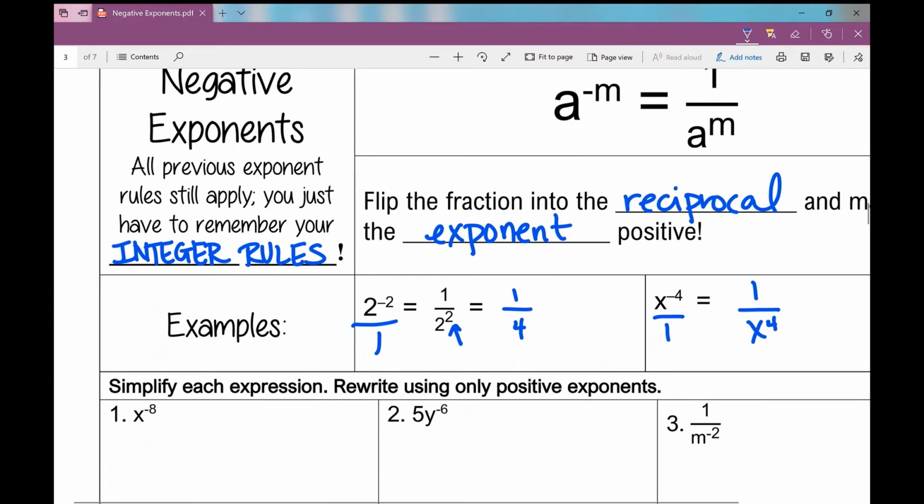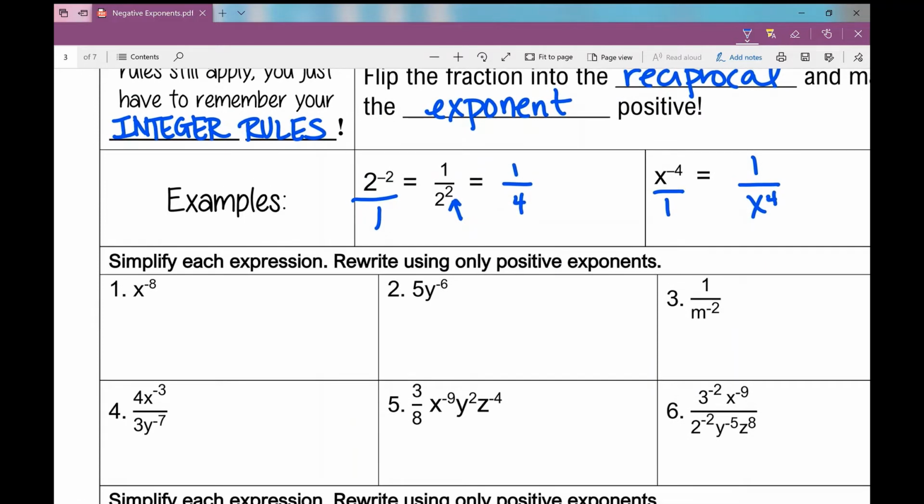Okay, so let's do some more examples. Number 1, x to the power of -8. 1 over x to the power of +8. Number 2, what do you notice is different? I've got a coefficient out in front. That coefficient is not raised to a negative exponent, so I'm going to leave it there.